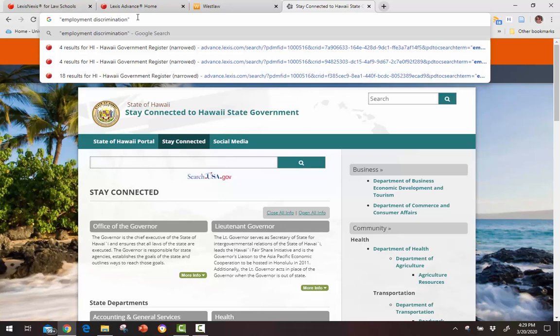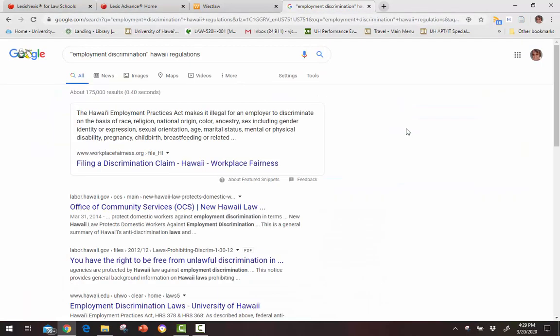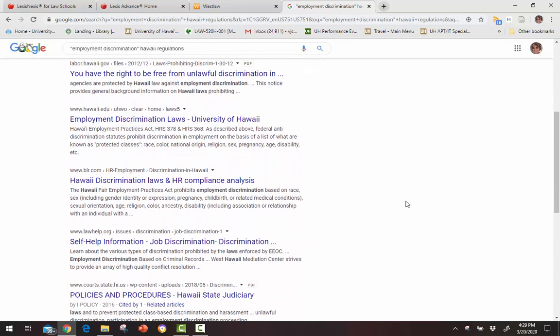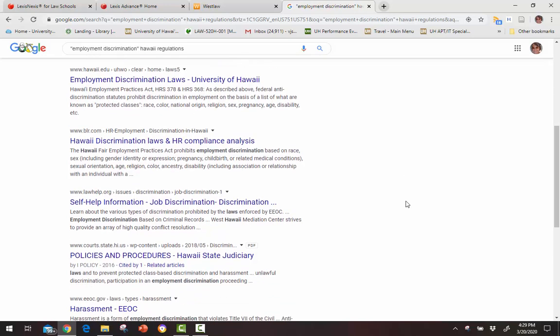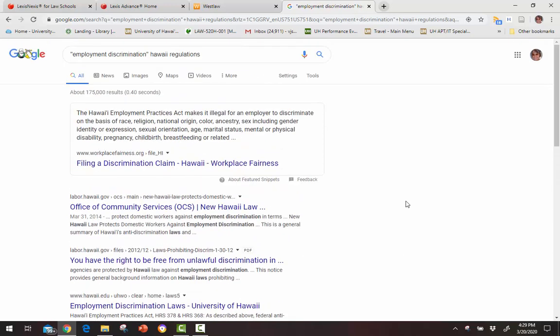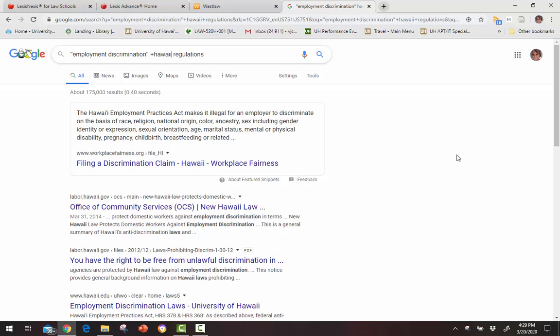And I'm still putting my phrases in quotation marks, just like I was on Lexis and Westlaw, because that will help Google. And I'm also looking for Hawaii, and I'm looking for regulations. So let's see what that brings us. Okay, so I think it was the plus Hawaii or the plus regulation. Oh yeah, good point. So if you want to make sure your words show up in Google, you put a plus sign in front of them.